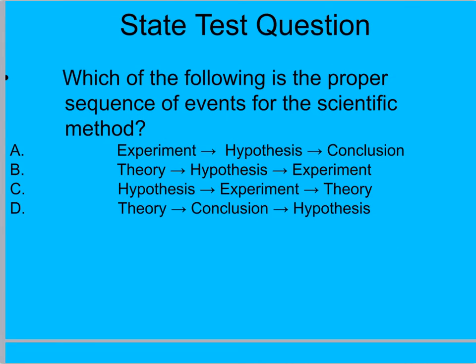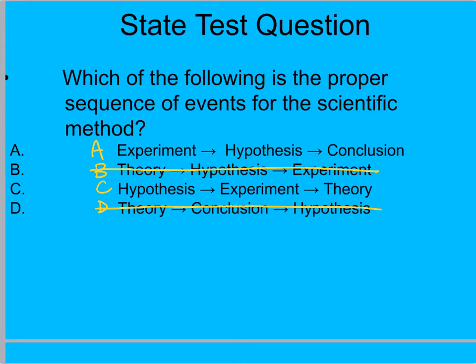Which of the following is the proper sequence of events for the scientific method? A, experiment, then hypothesis, then conclusion. B, theory, then hypothesis, then experiment. C, hypothesis, then experiment, then theory. Or D, theory, then conclusion, then hypothesis. Well, hopefully you realize theory is last, always. So we're going to eliminate those two. And let's look at A.